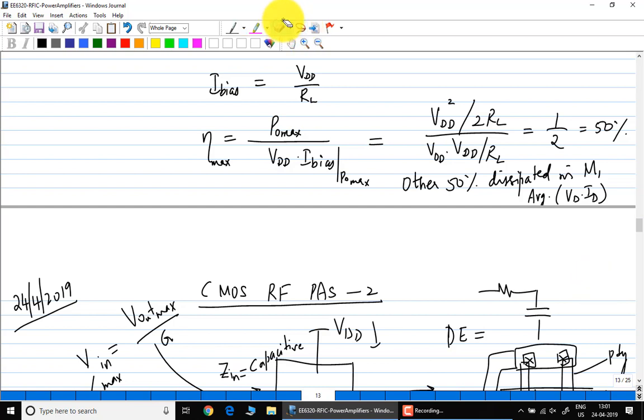Or maybe I shouldn't write it like this. I'll just write it as, what is the best way to write it? Can I write it like this? VD RMS times ID RMS. Should be okay? This is the power.